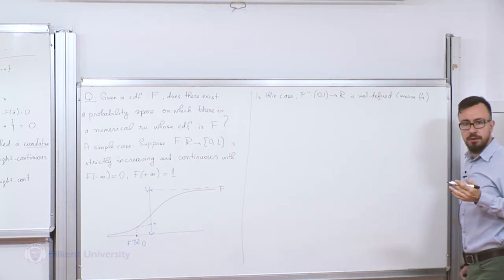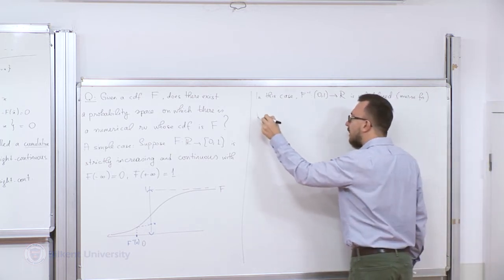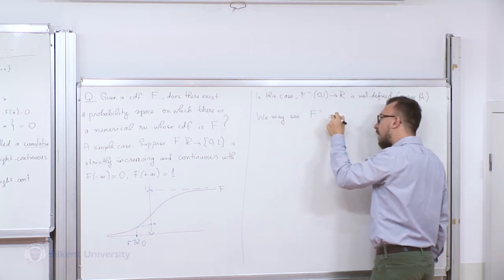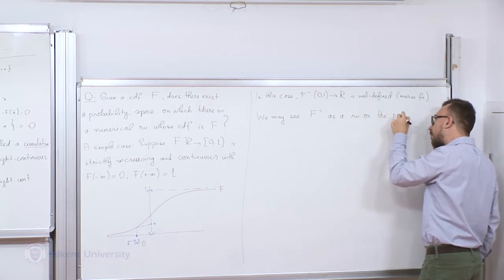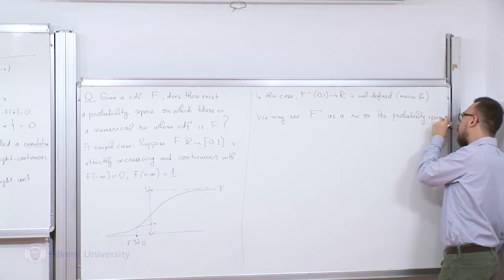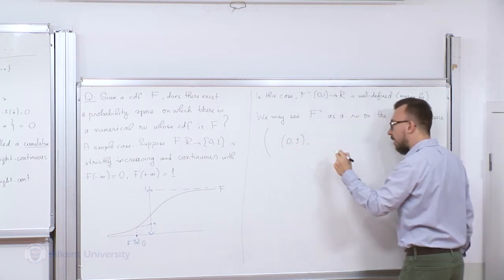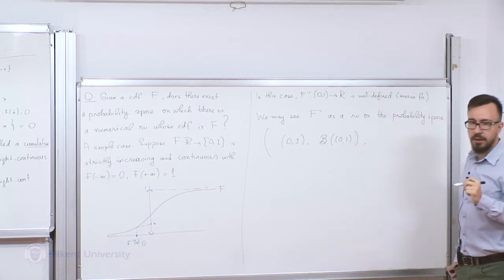So f inverse is a function, the inverse function, defined on the open interval (0, 1). So we may see f inverse as a random variable on a probability space. Which probability space? (0, 1) with its Borel sigma algebra, and which measure?